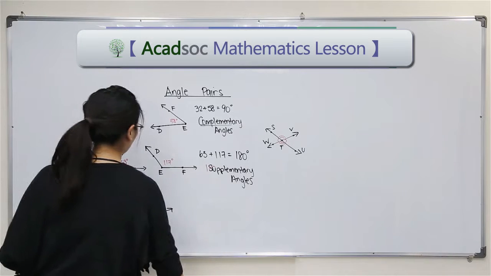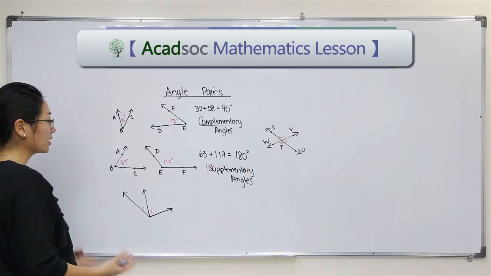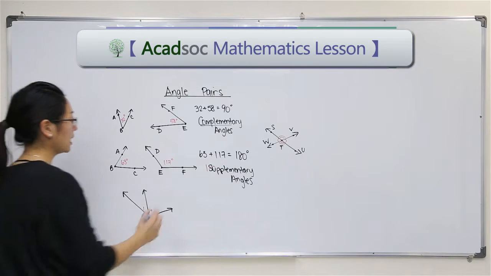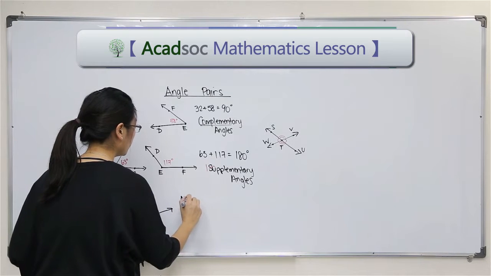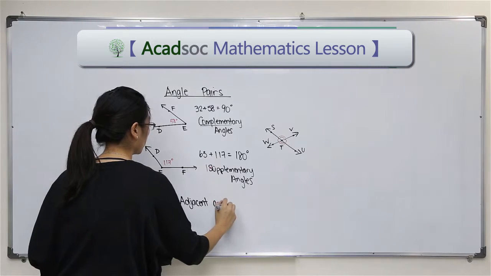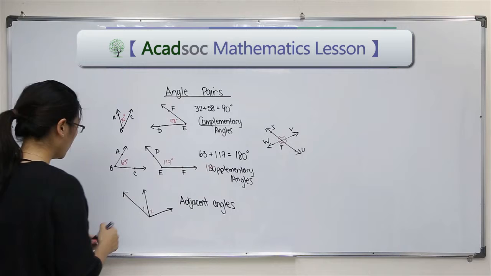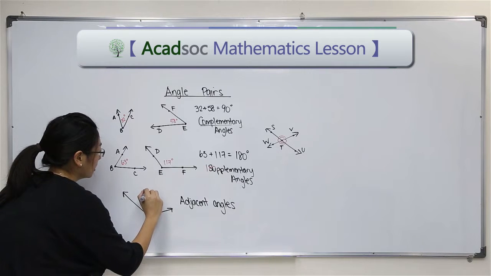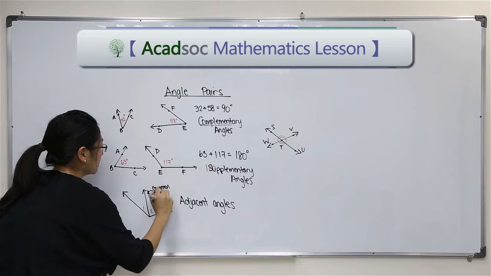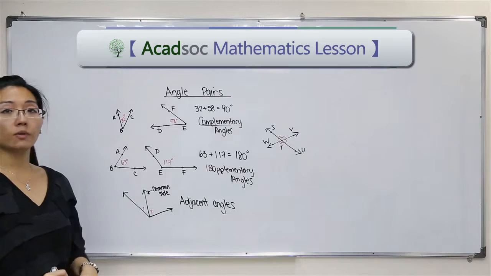Now for these two angles right here, angle 1 and angle 2, I don't have measurements. I can't add them together because I don't need to. These are just called adjacent angles. If you're sitting adjacent to somebody, that means you're sitting right next to them. So adjacent angles are just two angles right next to each other. This side right here in the middle is called the common side because this side belongs to both those angles, angle 1 and angle 2.